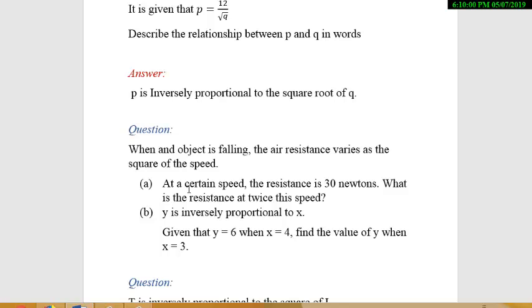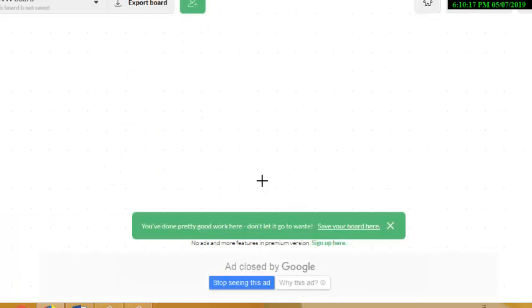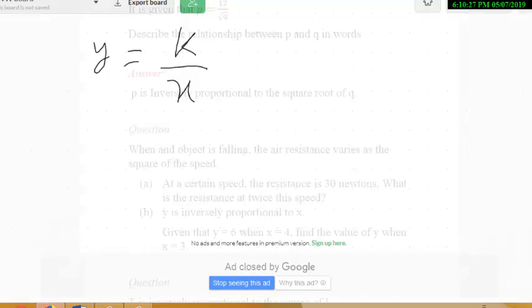Okay, the second part, B part, is that y is inversely proportional to x. So here y is inversely proportional to x. Let me write the equation first here. As y is inversely proportional to x, it is y is equal to k over x. In inverse proportion, one variable is in the denominator. It is always in the denominator.